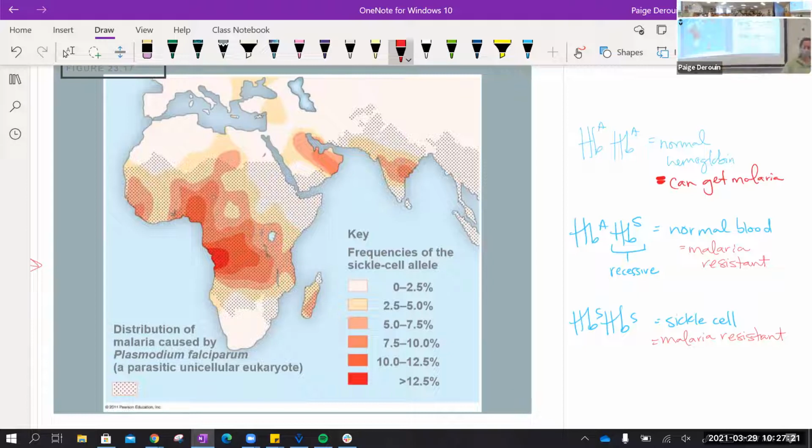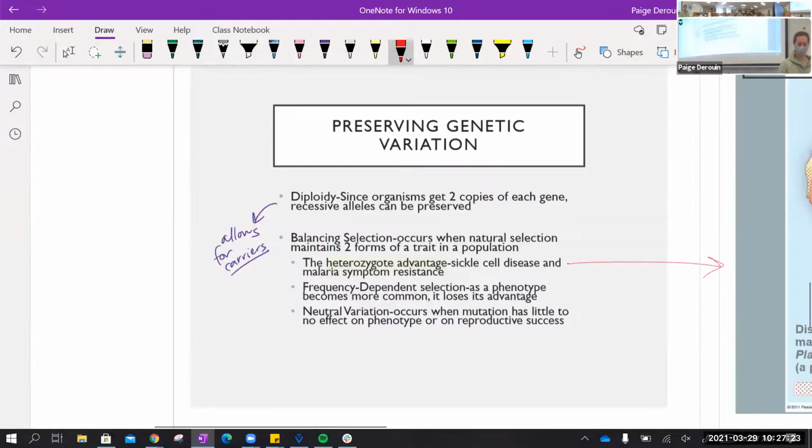All right. And then you also have a few other things that I'm not going to talk about too much, but frequency dependent selection just means that for some reason, when the trait becomes more common, it becomes less advantageous. It's basically only special when it's rare. It would be like if all of a sudden diamonds became super common, people would be like, whatever, I don't care. It's that sort of deal.